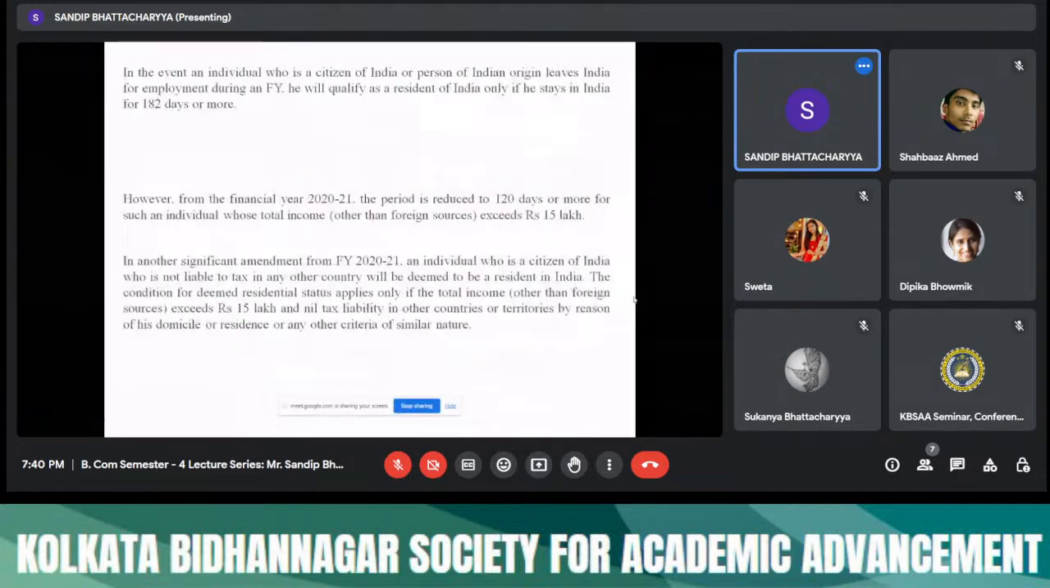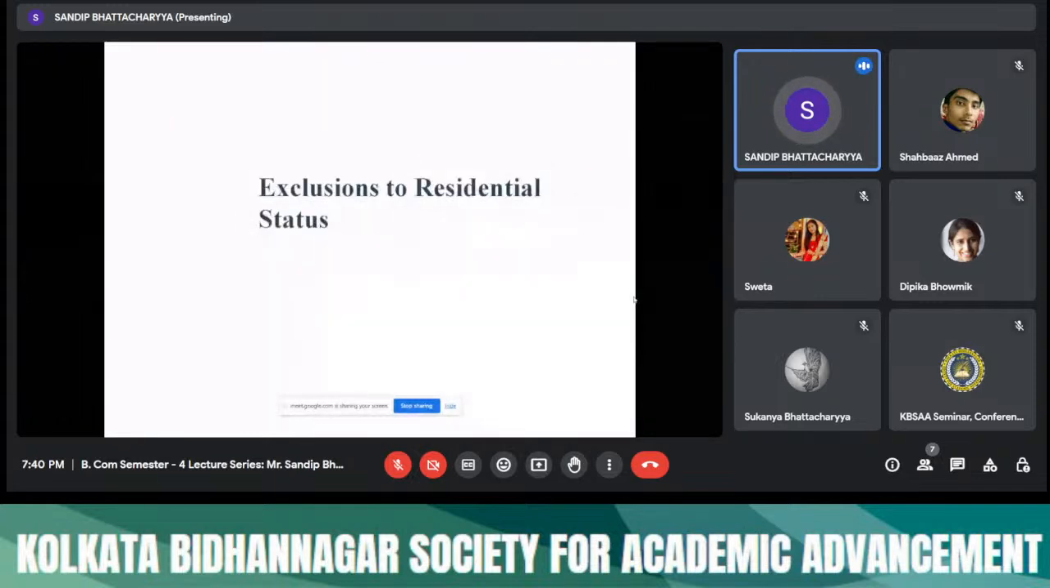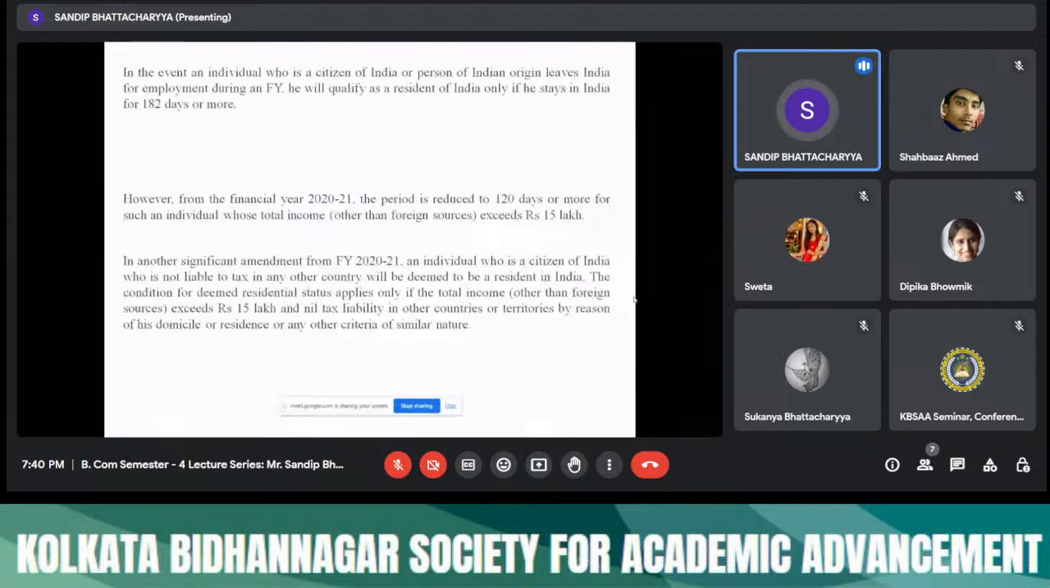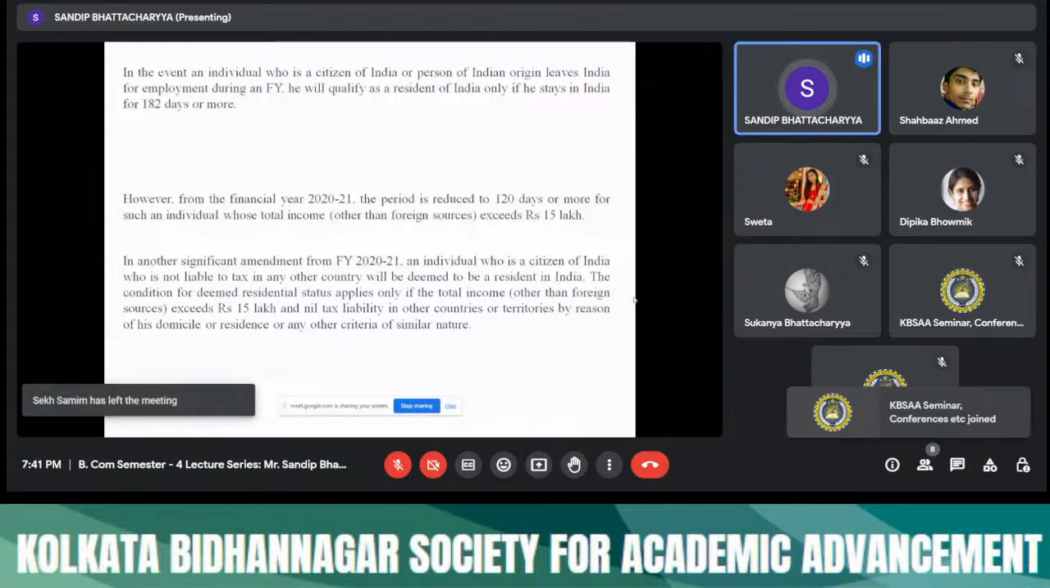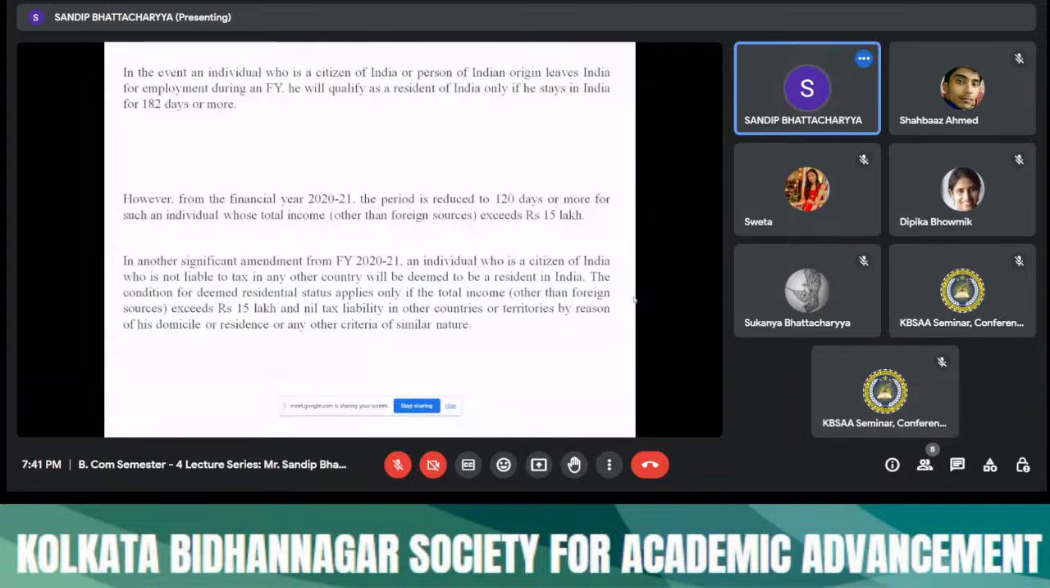So this is the exclusion of the residential status. What is the exclusion of the residential status? Suppose if a person leaves India for the employment purpose, 182 days or more. If a person leaves India for employment purpose and he should have to stay 182 days or more, then you will also be treated as a resident. But there is a condition. What is the condition? You will see.